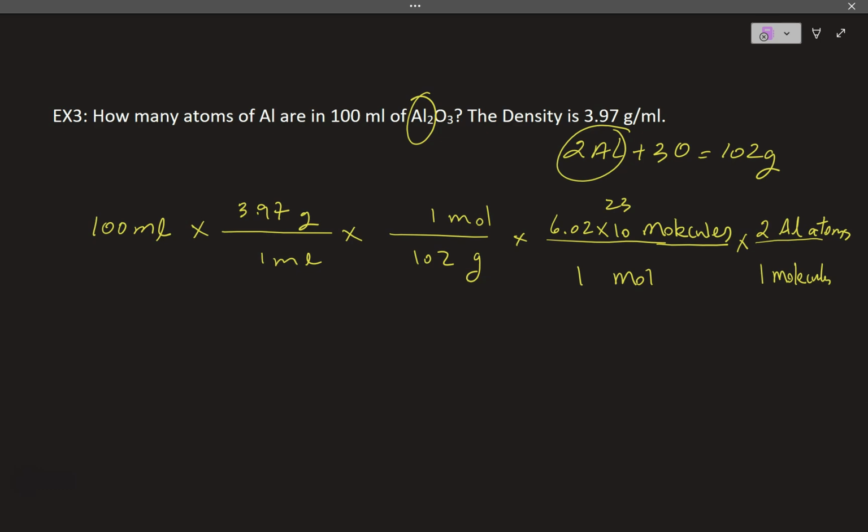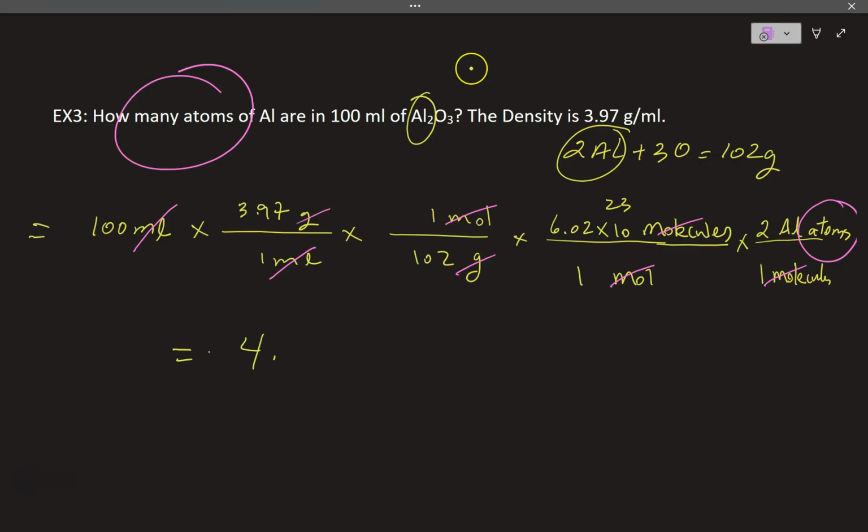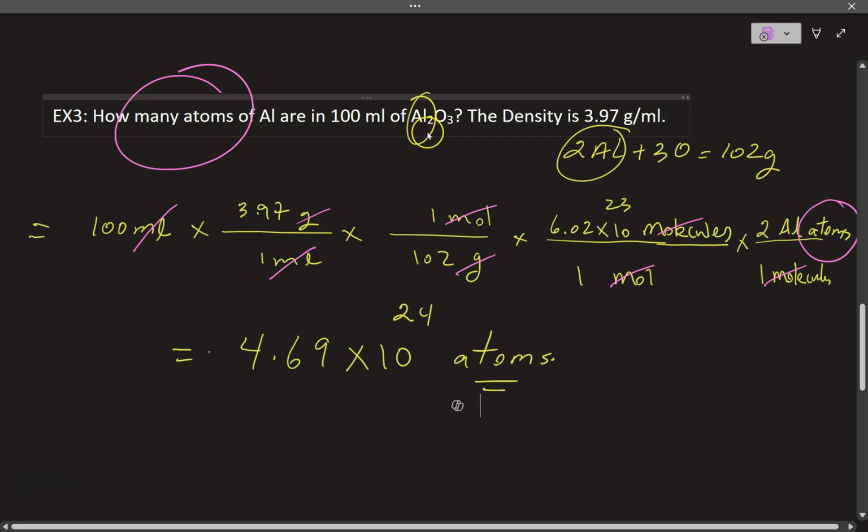Al₂O₃. So now we have everything set up, and notice that we can go ahead and cancel the units. Milliliters divided by milliliters, gone. Gram, gone. Mole and mole gone. Molecules and molecules gone. The only thing that is left is atoms, and that's what we want. When we do all the math at the end, we will get 4.69 times 10 to the power of 24 atoms in 100 milliliter of Al₂O₃, and it seems that makes sense.